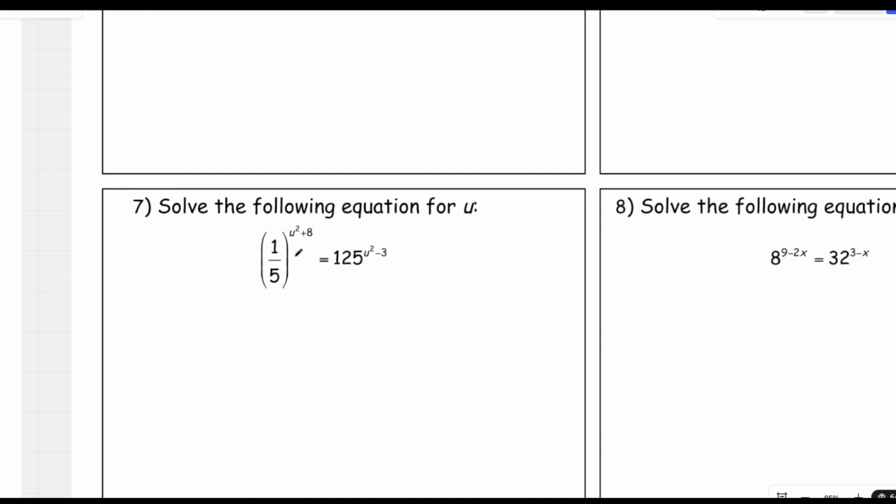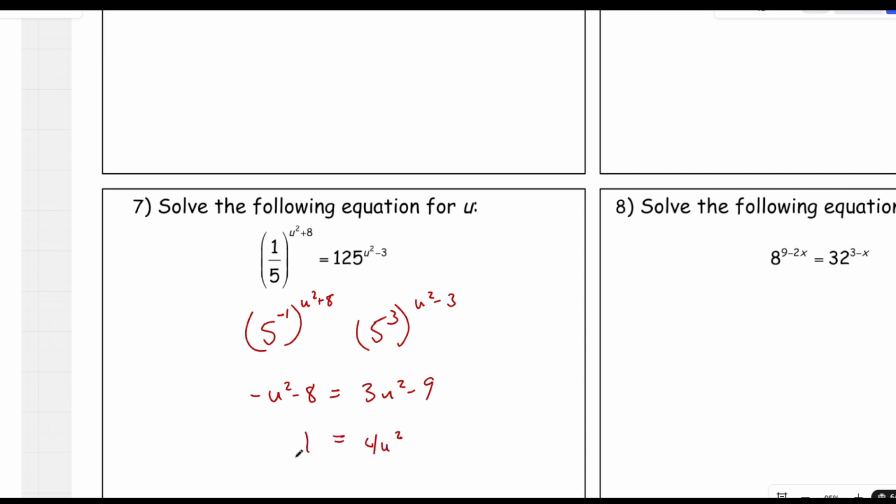Number 7, these are both base 5 numbers, so I gotta go 5 to the -1, so u squared plus 8. 5 to the 3rd, u squared minus 3. Then multiply the exponents. So -u squared minus 8, multiply 3u squared minus 9. And then I'll solve that. So 4u squared equals 1. Divided by 4, then square root. Don't forget the plus or minus.